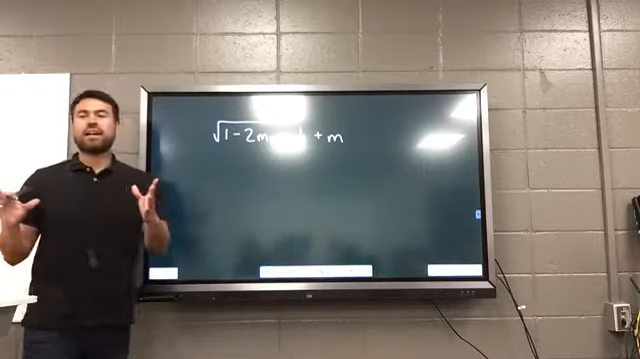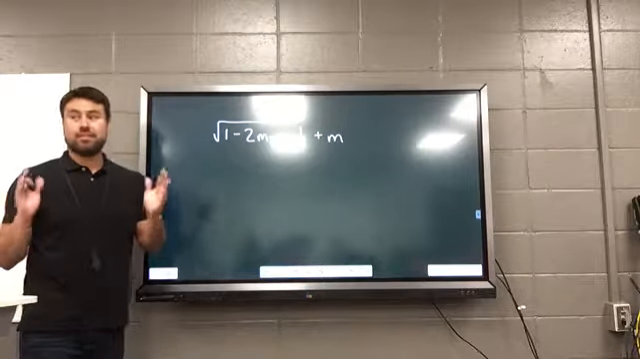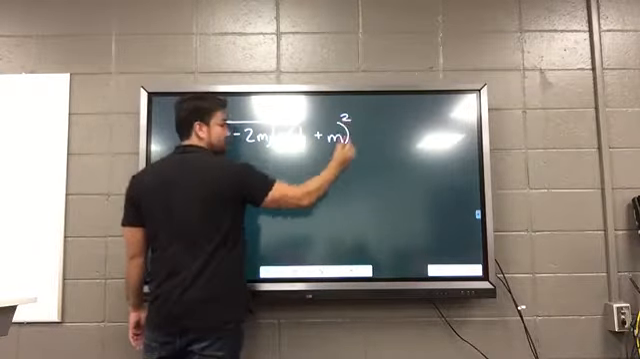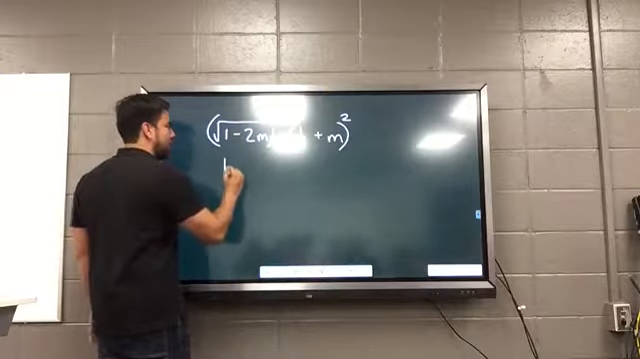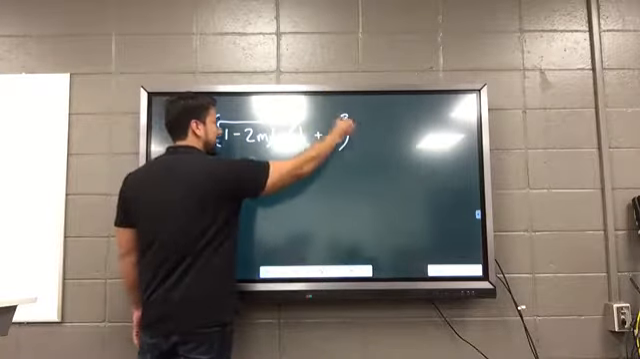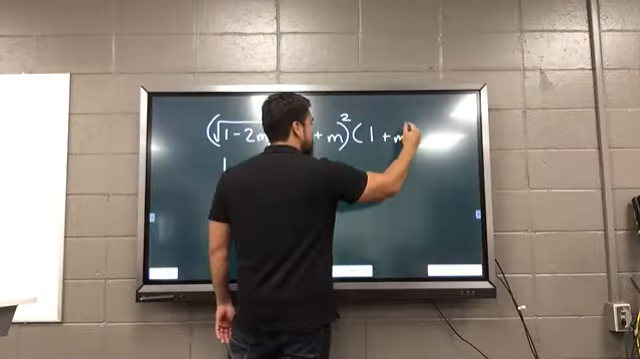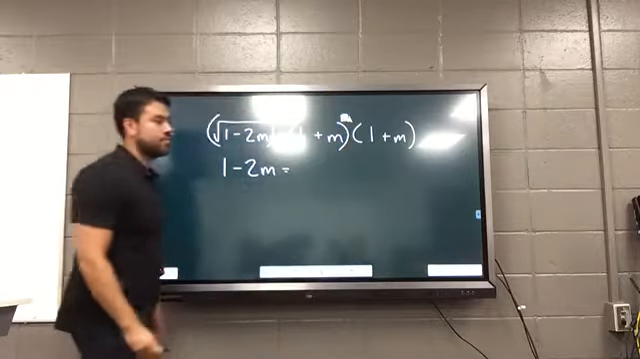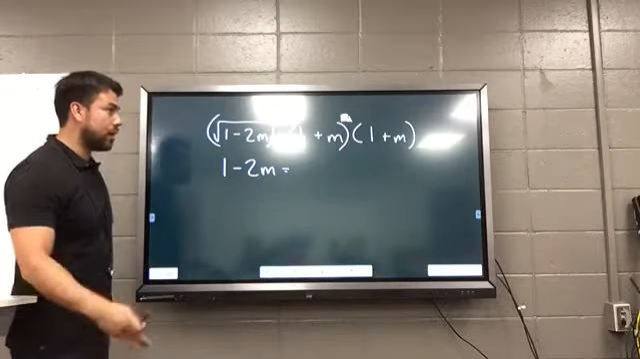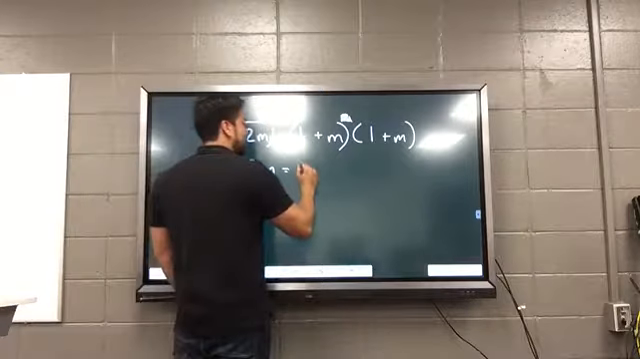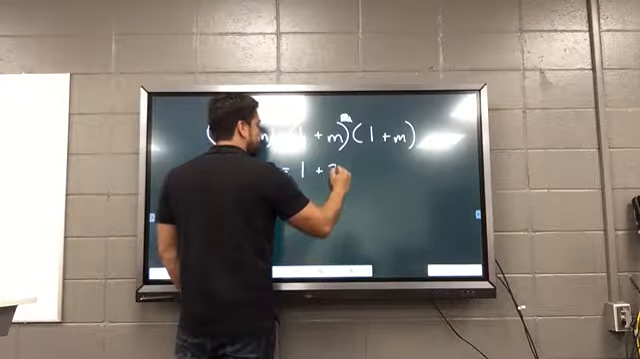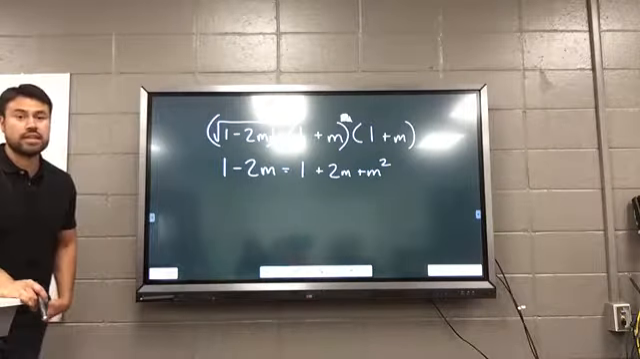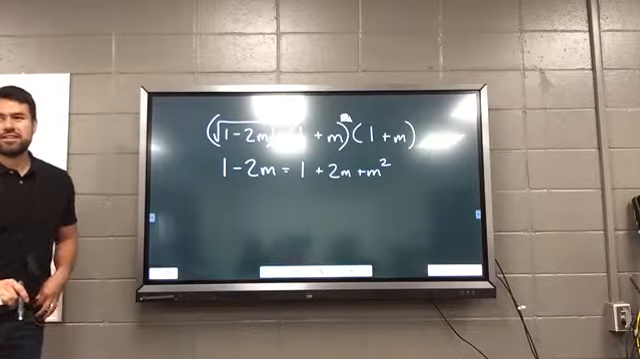Okay, is the radical by itself? Yes. So we can do what now? Square. But if I square both sides, I better square both sides. 1 minus 2m equals, I got to square this. So it's basically like doing FOIL. Because 1 plus m squared is 1 plus m times 1 plus m, which is 1 plus 2m plus m squared. And do your FOIL to figure that out if you needed that. Check it. I don't know if it's right.